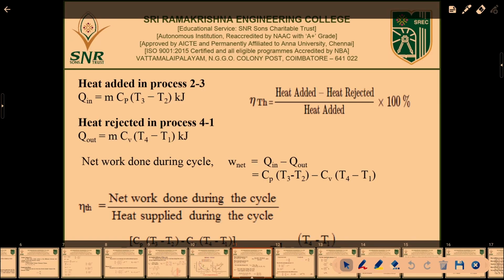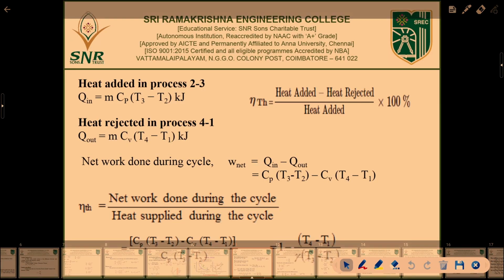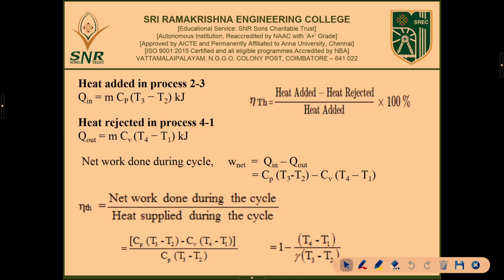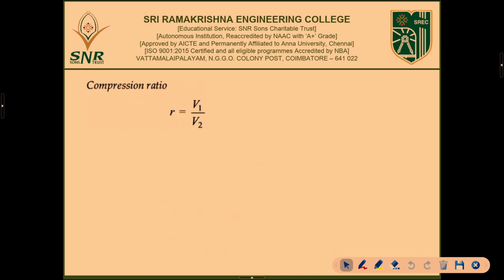Whatever we discussed in the previous slide is the same here. Already in the Otto cycle we discussed the compression ratio. r is equal to the total volume divided by the clearance volume. So V1 divided by V2, where V1 is the total volume and V2 is the clearance volume.